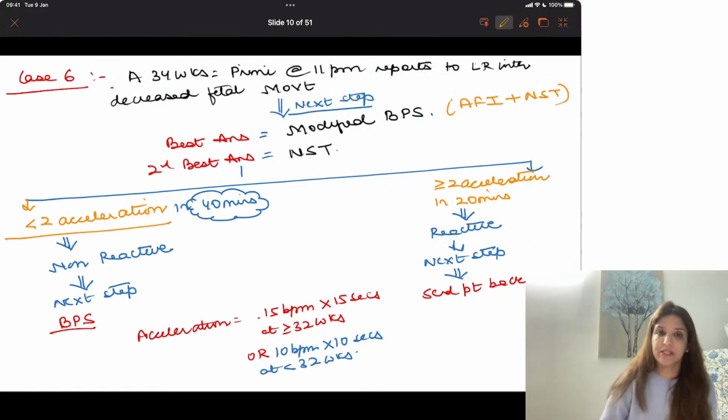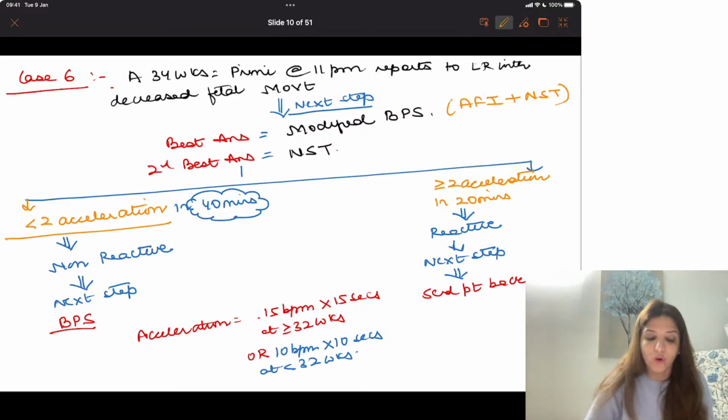Then comes case number 6. Case number 6 is a 34 weeks primary female who at 11 p.m. reports in labor room with decreased fetal movement, and they ask you the next step. So the next step in this case, the best answer is going to be a modified biophysical score. Please remember, you are not going to answer NST unless and until modified biophysical score is not given. If modified biophysical score is given, your answer is going to be modified biophysical score.